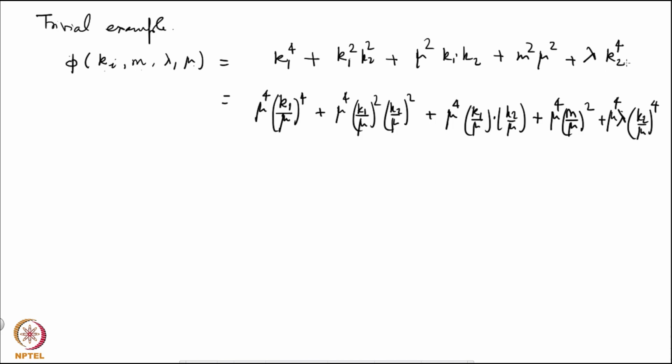So you see I can rewrite this as the following, and each term has a mu to the 4. That has come out purely because of dimensional reasons, because we are making everything else dimensionless. All the other quantities, k1s, m's, etc., have been divided by mu, so they become dimensionless, and that is why this is what you get.